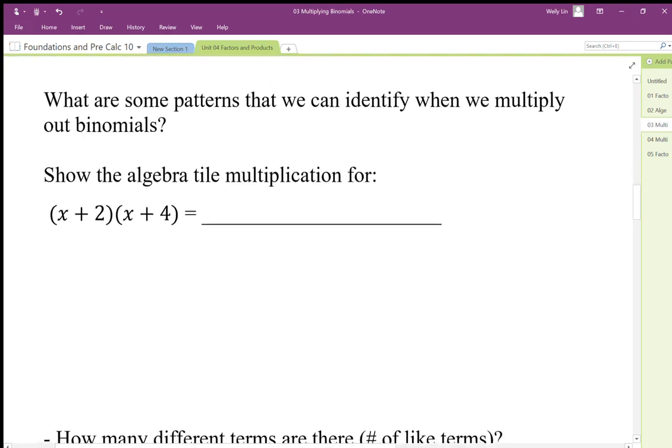So the pattern that we can identify when we multiply binomials, there's really 4 parts to it, because we know that this piece here has to interact with these 2 pieces, and this piece here has to interact with these 2 pieces. It generates our 4 parts.